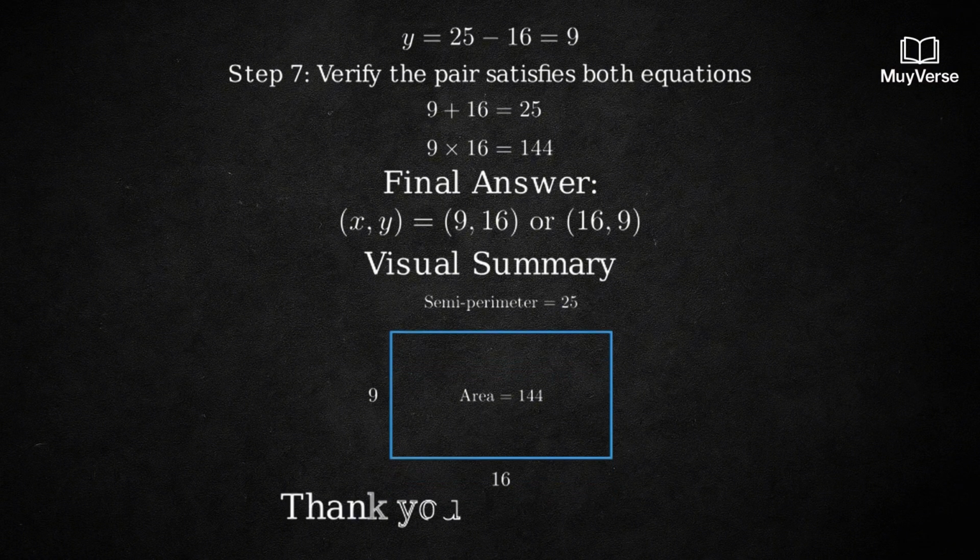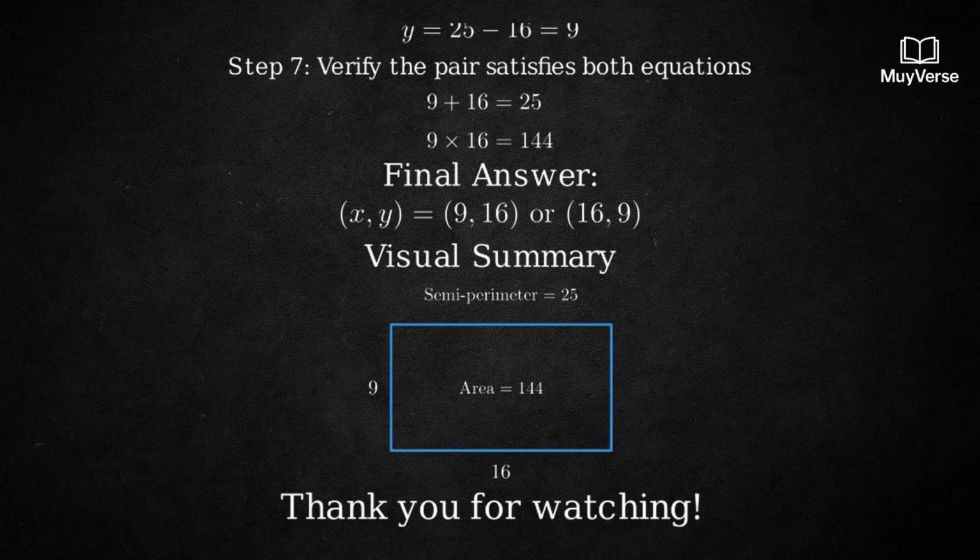144. In this problem, we learned how to solve a system of equations by substitution, factoring a quadratic, and verifying our solution. The key insight was recognizing that we needed to find factor pairs of 144 that sum to 25.